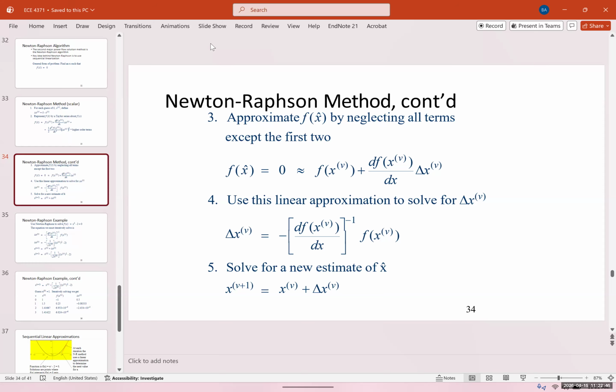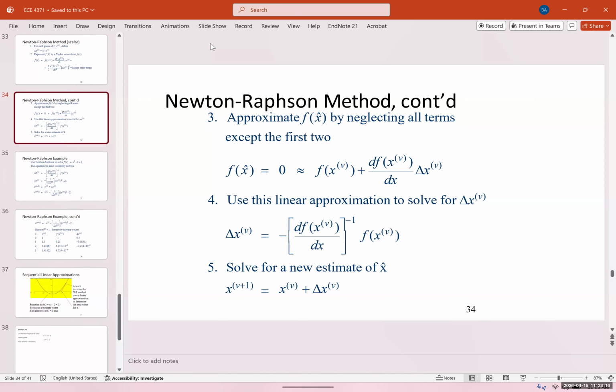So if f of x hat is going to be equal to 0, then this equation would be equal to 0. And we use this linear approximation to solve for delta x. Therefore, delta x^v is going to be negative df of x^v over dx, inverse, times f of x^v. Now we solve for a new estimate of x hat, which is going to be x^(v+1), which is x^v plus delta x^v.